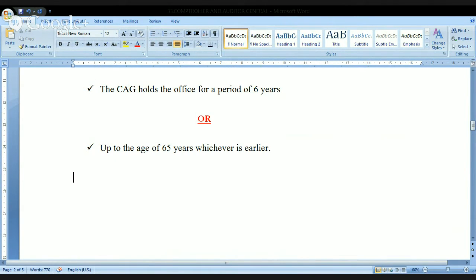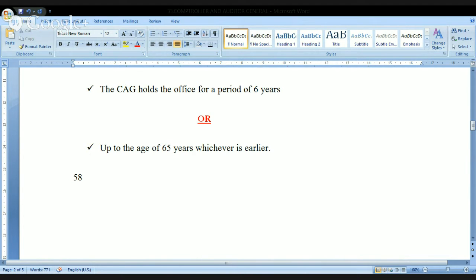Here on the screen, you can see 2 points. Once a person is appointed as a CAG, he will be holding the office for a period of 6 years. Okay? Or till he attains the age of 65 years. Either 6 years of a term or till he attains the age of 65 years. Look at the last words, whichever is earlier. Let me make it very simple here. Imagine a situation. A person has been appointed as the CAG at the age of 58. Example I'm telling you, at the age of 58. Okay. Now by looking at this age, so now he is the CAG.